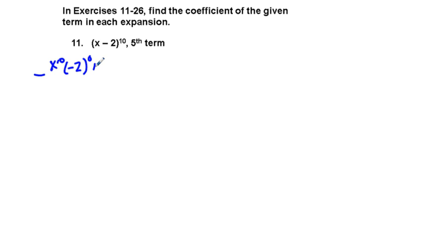And then we have plus x to the 9th power, and we're going to have this negative 2 to the first power. And there's a coefficient out front as well. Okay, so that's going to be our second term. Our third term is going to be some coefficient out front, then x to the 8th power, and this negative 2 to the power of 2.